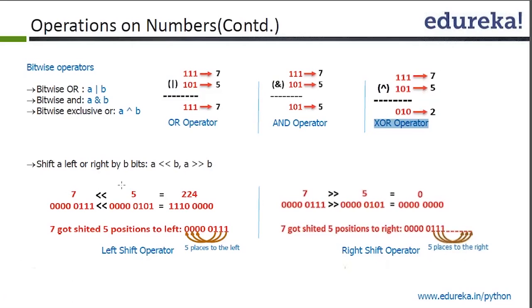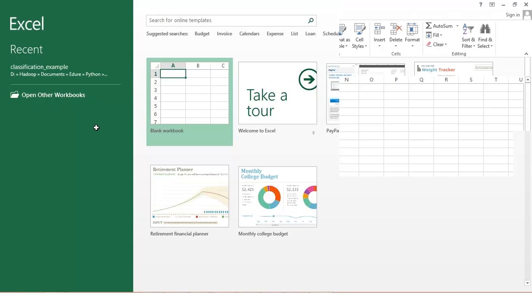So this says 7 shifted by 5, right? 7 is 1 1 1. And if you shift that by 5, this goes towards the end: 1 2 3 4 5. So this shifts here, this shifts here. You see where it's shifting, and then this becomes 224, and then shifting to the right makes it 0. Okay. Anything to explain here?